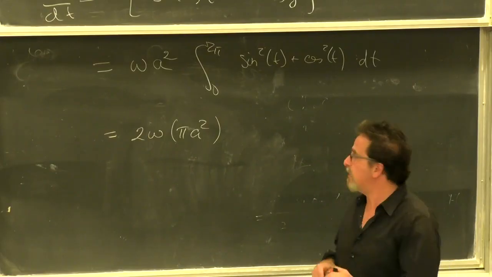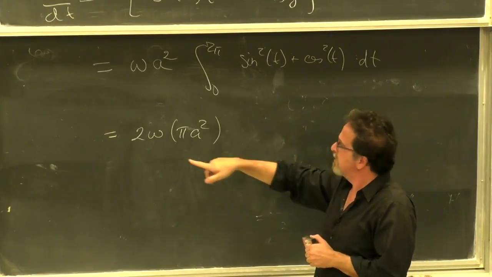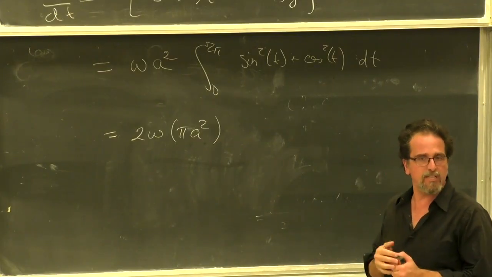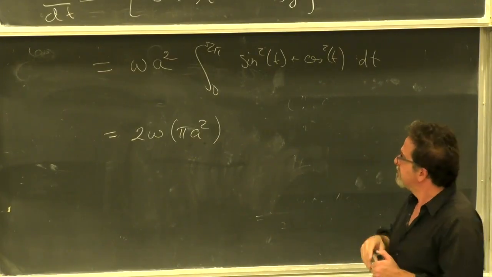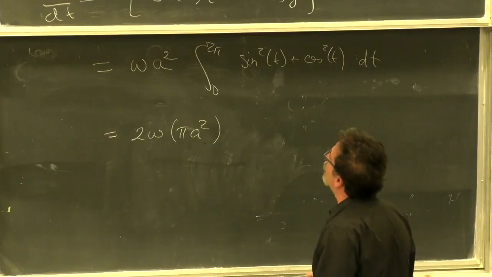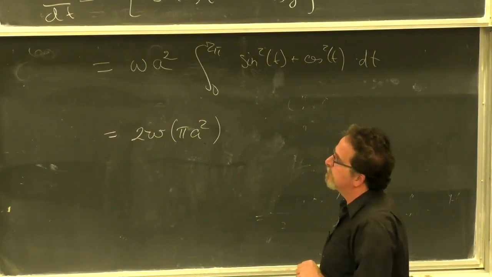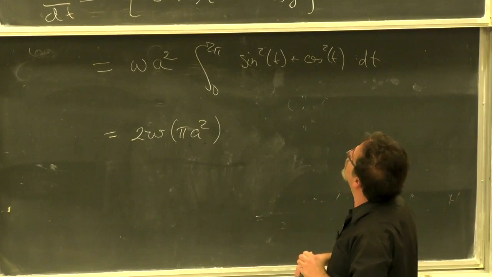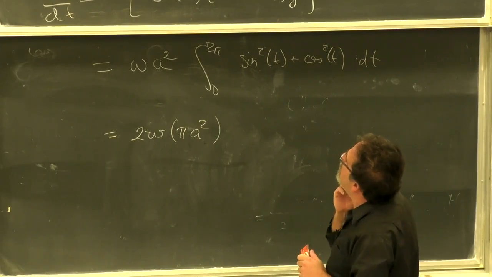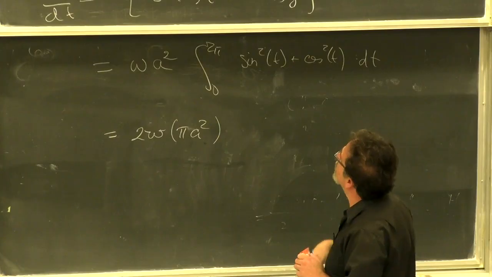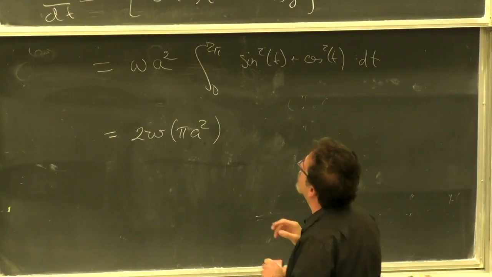Why did I write it like that? Well, the pi, I got a 2 from this. I got a pi a squared. This looks like an area. And the omega is this frequency associated with the vector field. Okay, that's, I think, a little interesting. So the circulation for part A is 2 pi omega a squared. Let's look at part B now.